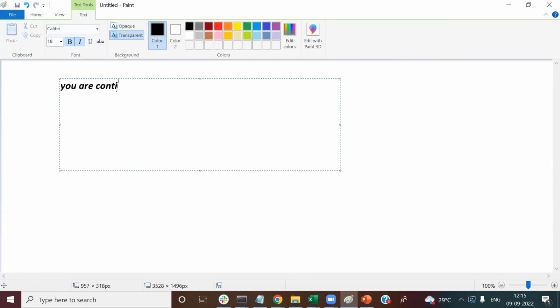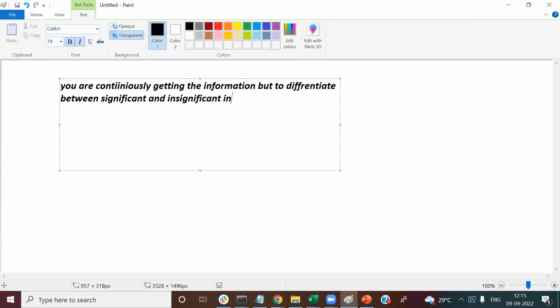You are continuously getting the information, but to differentiate between significant and insignificant information, we use the activation function. We use the activation function. This is the basic idea of the activation function.